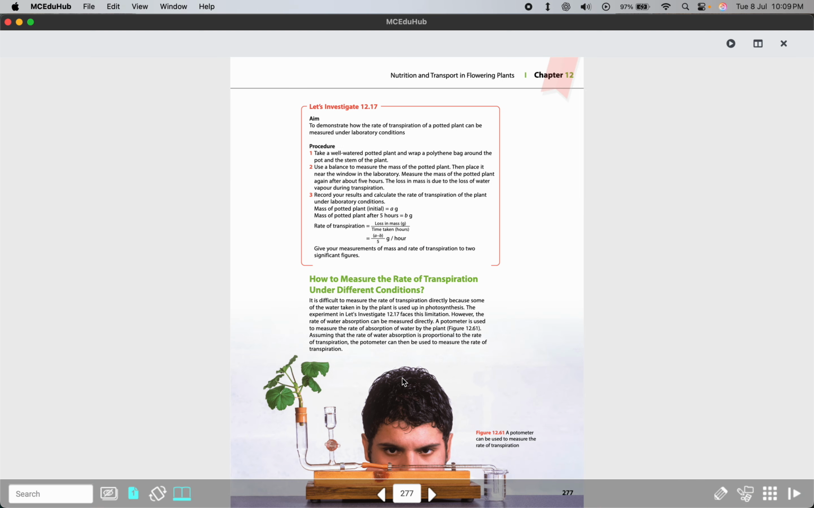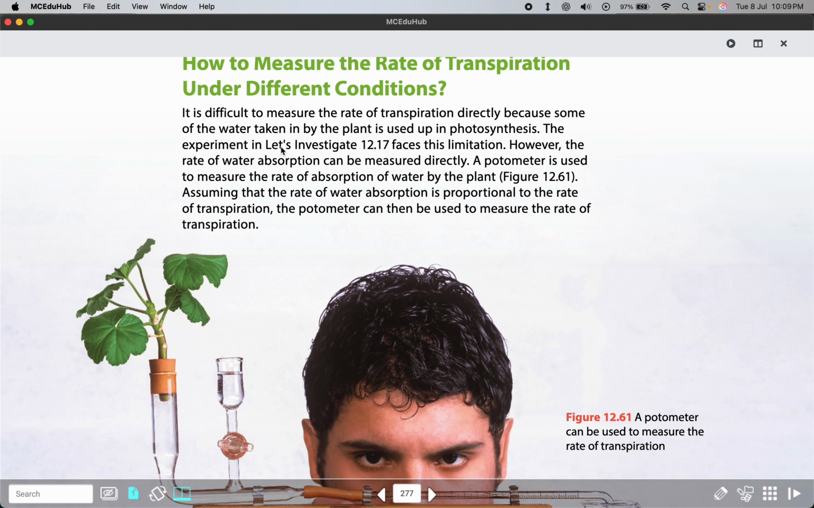So why we use the potometer is because it's quite difficult to measure the rate of transpiration directly, right? Because we also know that water can be used up in photosynthesis. So it's not just transpiration happening, but photosynthesis is also happening. So we can measure the rate of water absorption using a potometer.